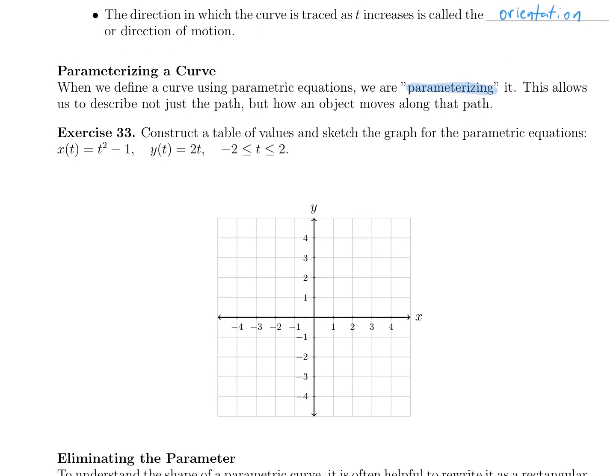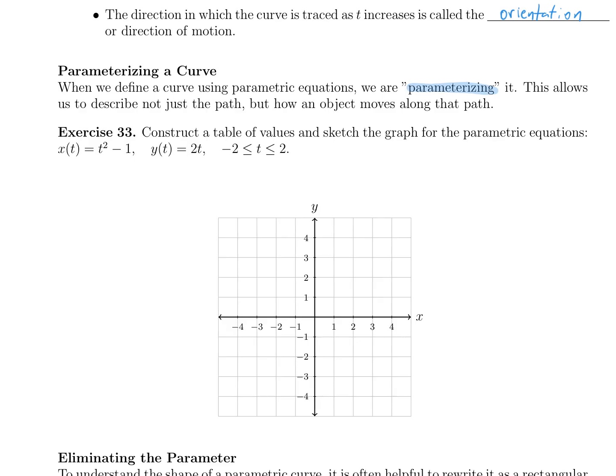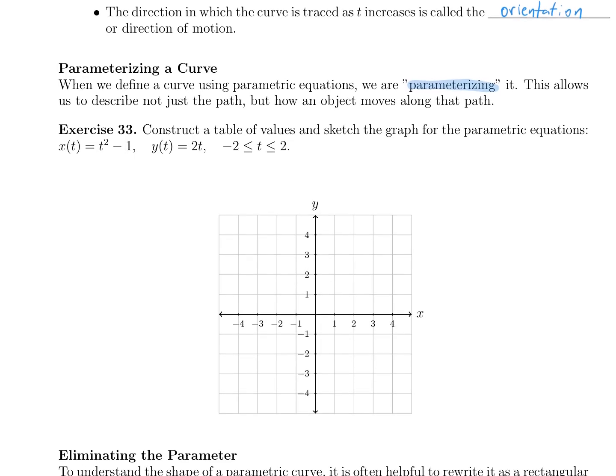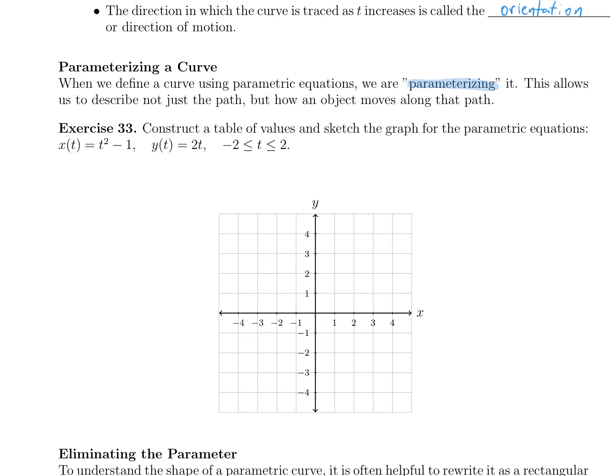So in the first example, they're asking us to construct a table of values and sketch the graph for the parametric equations. So they give us a pair, x of t and y of t, and they give us the domain for t. So t can be from -2 to +2. So let's go ahead and start our table. So our table is going to consist of x values, y values, and t values. Let's actually put the t first. So we'll start with the t value, x and y.